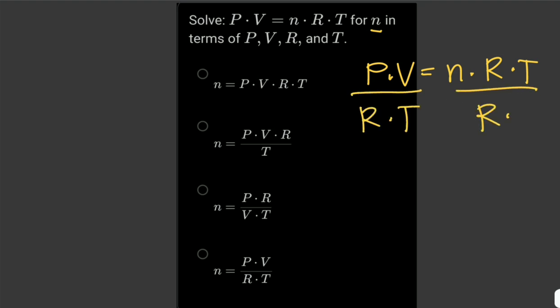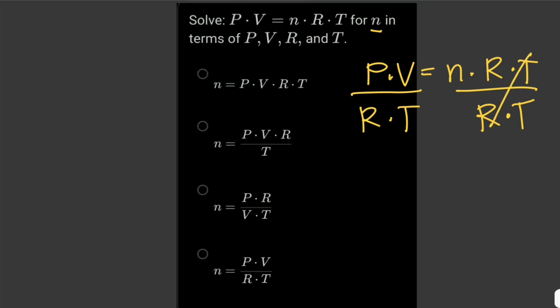Solve PV equals nRT for n in terms of PV, R, and T. So we solve for n here. So what are we going to do? We're given here P times V equals n times R times T. So all we have to do is divide both sides by RT. So we'll be left with n on the right. So we divide this by R times T, R times T.